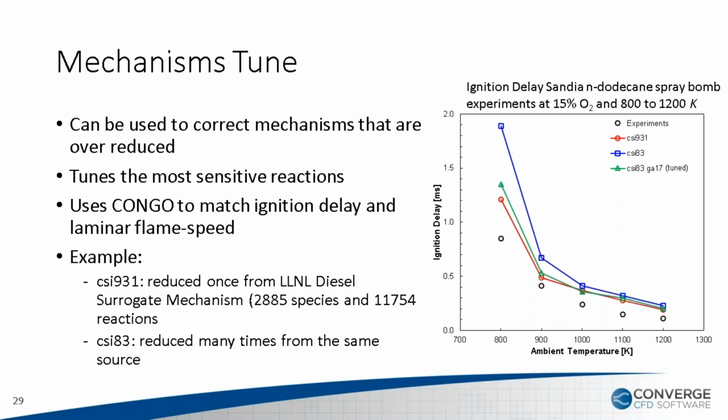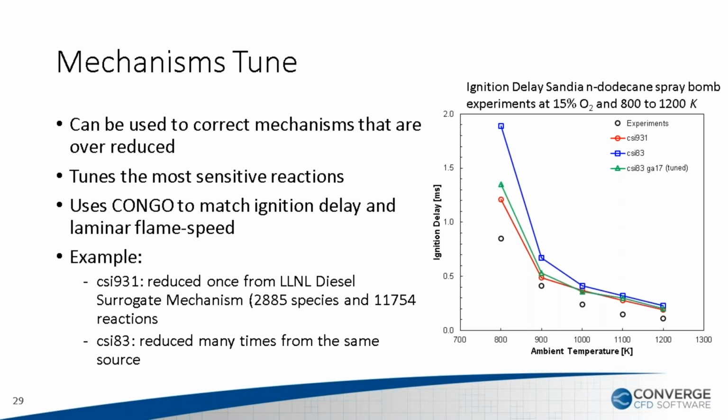You give it 1D cases, and then it runs the sensitivity analysis and finds out what the most sensitive reactions are. Then it tunes the pre-exponential factor of those reactions. To do the tuning, we use our CONGO tool, which is also included in CONVERGE. This is a genetic algorithm optimizer that optimizes the reaction coefficients so that we can best match ignition delay as well as laminar flame speed.